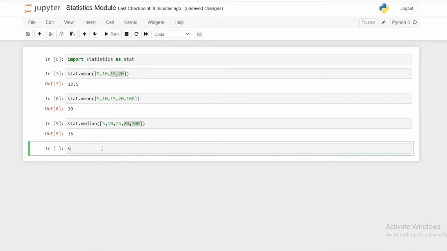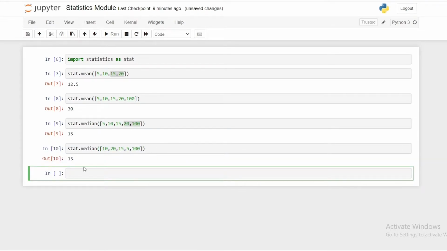Suppose we have numbers which are not sorted, in jumbled form. Let's say it is 10, 20, 15, 5, 100. What median does is arrange all of these in ascending order. It arranges all of them in ascending order and finds the median. So it takes them in ascending order, 5, 10, 15, 20 and 100, sorts it out, and then finds the median for the given data.